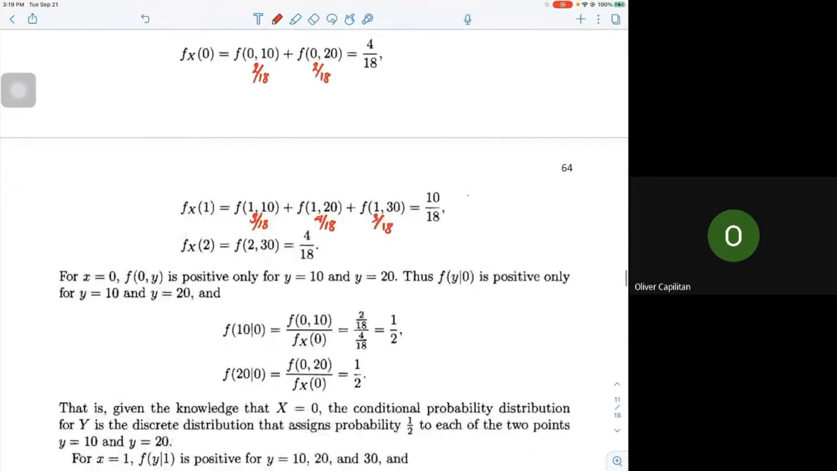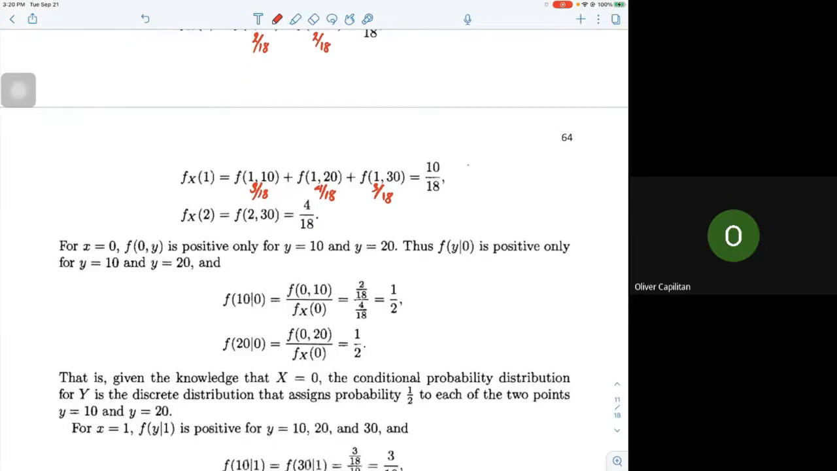So for x equal to 0, this joint PMF f of 0y is positive only when the value of y is equal to 10 and 20. Thus, the conditional PMF of y given that x is equal to 0 is positive only for y equals 10 as well as y equals 20. So if we're going to compute the conditional PMF of y is equal to 10 given that x is equal to 0.